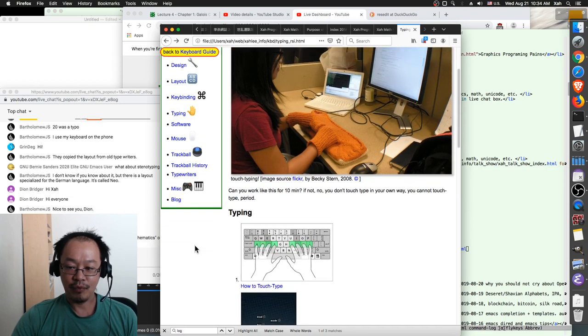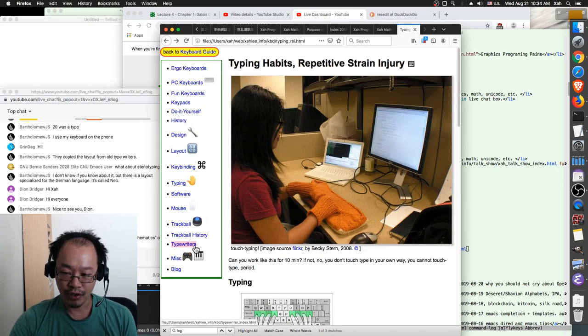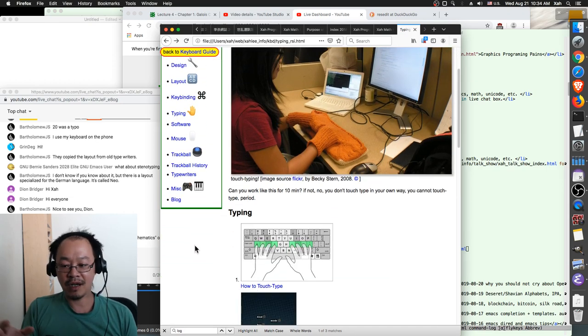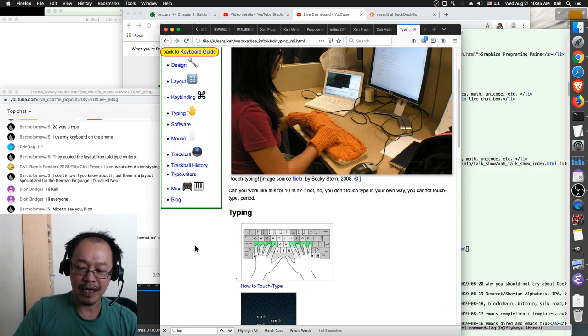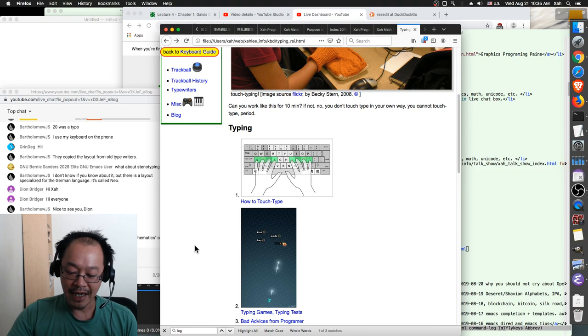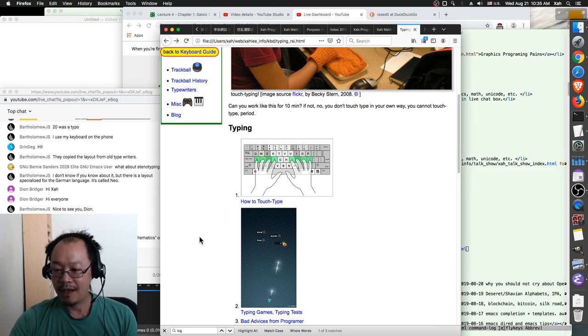Anyway, whether you should learn touch typing depends on you and a lot of factors. How much you type is one thing, and you have to put effort into learning it, that's another thing. In general I recommend it, because you type a lot.